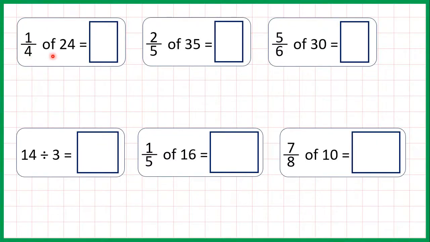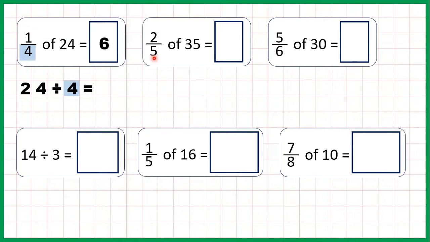Find 1/4 of 24. So here we're finding a unit fraction of a number, and it's called a unit fraction because the numerator is 1. So all we need to do here is divide the number by the denominator. So work out 24 divided by 4. That's 6 because 6 times 4 is 24. And we've got our answer because our numerator is just 1.